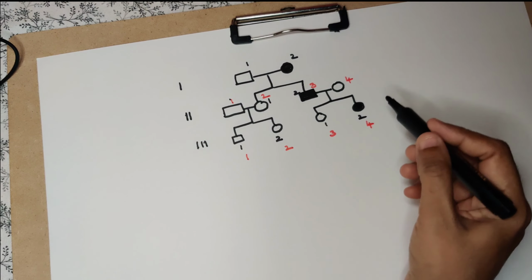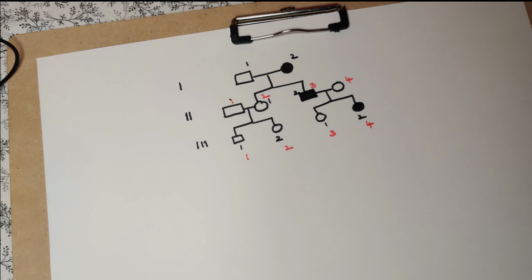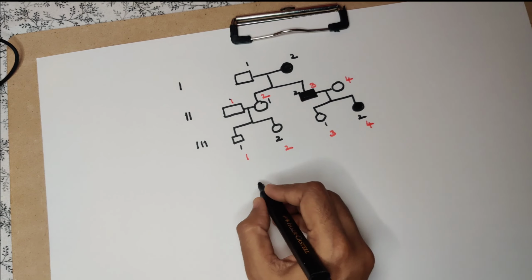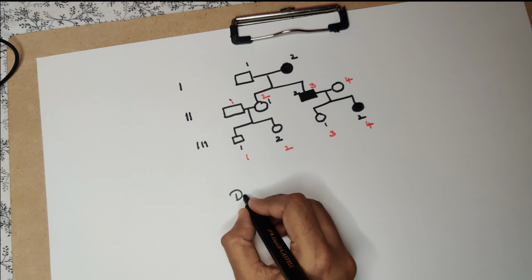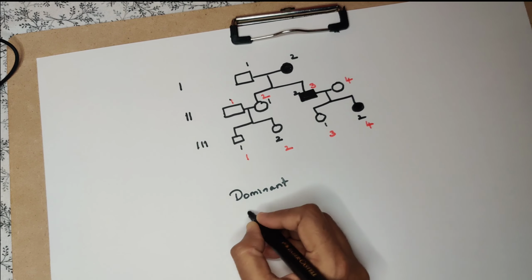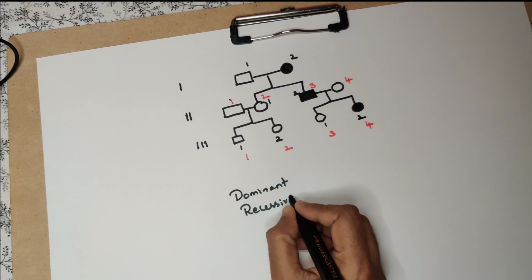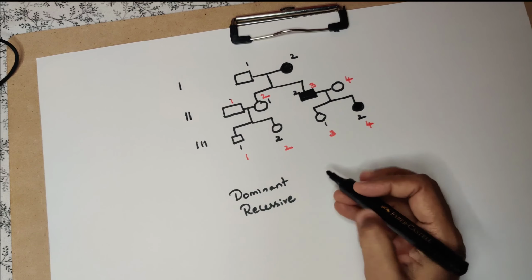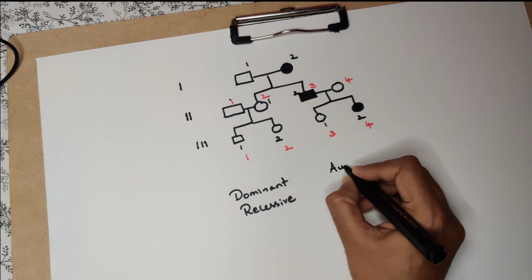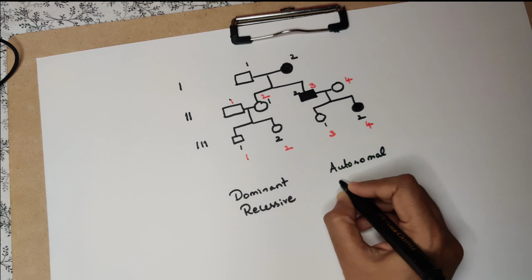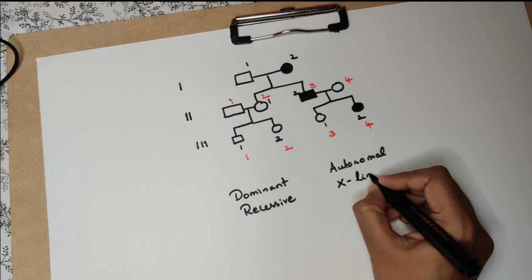Now listen all of you. If you have a chart like this, what are the basics that you should look for? First thing is that there are only 4 types of traits that can run in a family. There are only 4 types of inheritance of traits. What are the 4 types? First, it can be either a dominant trait or it can be a recessive trait. Next one, either it can be an autosomal trait or it can be an X-linked trait.